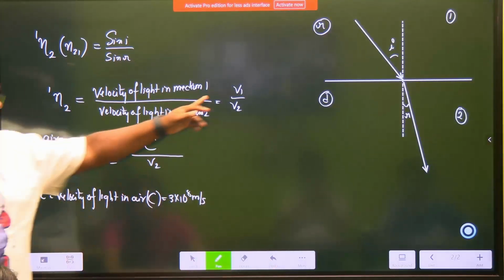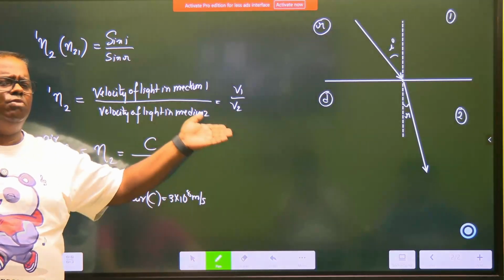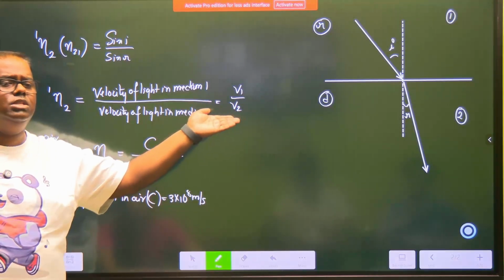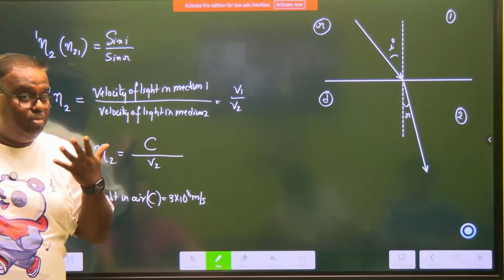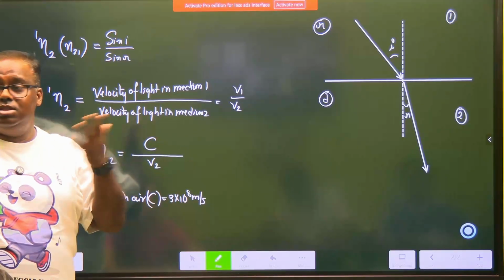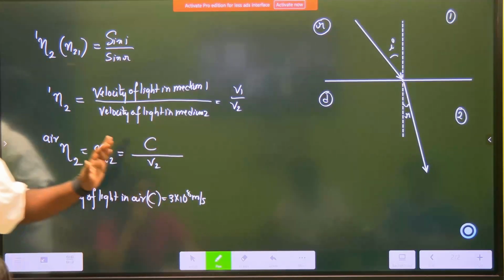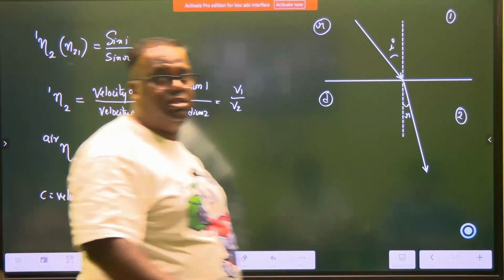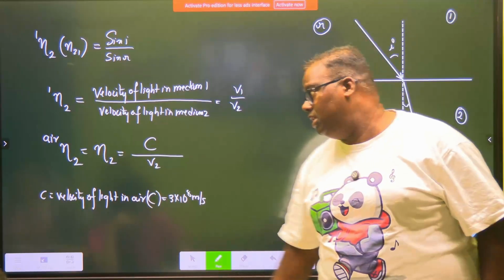I am following the original formula itself. Original formula says, whichever medium you came from, consider the speed there. So in absolute, where did I come from? I came from air. So I will consider the speed in air. So it becomes C by V2. Has everyone understood this? I hope there is no doubt in this much portion. Clear? Amish, clear? Okay.